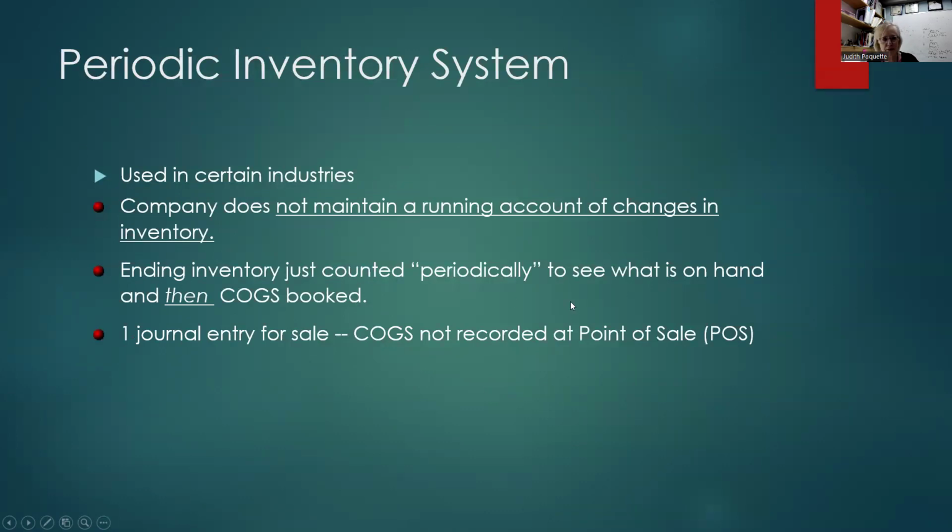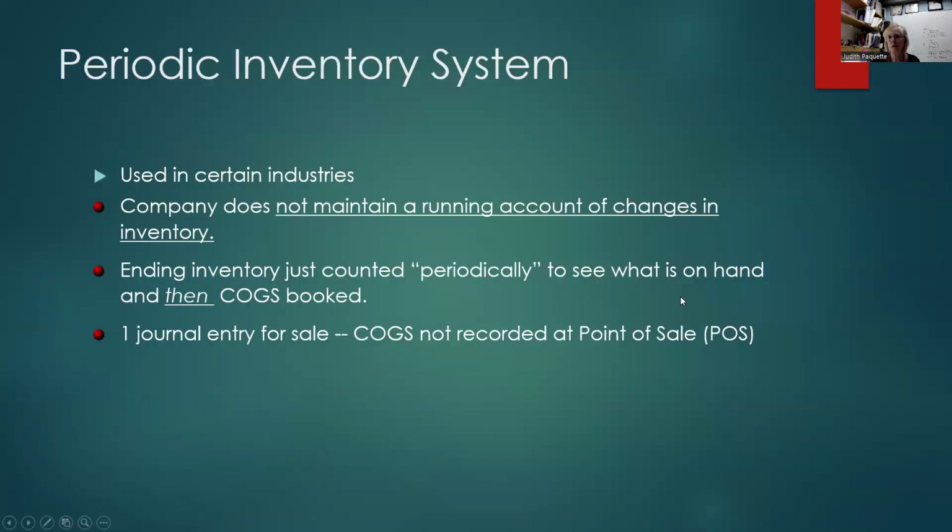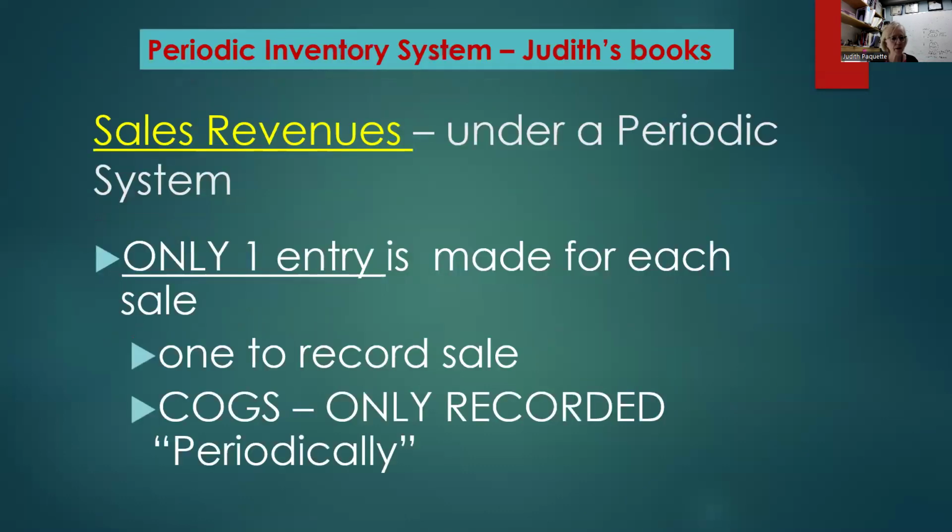Periodic inventory system. Something you need to know is we do not track inventory and we do not track cost of goods sold at the point of sale. We calculate it once a year or once a month. So you only make one entry for sales and you only make one entry for returns. And that's the big difference.